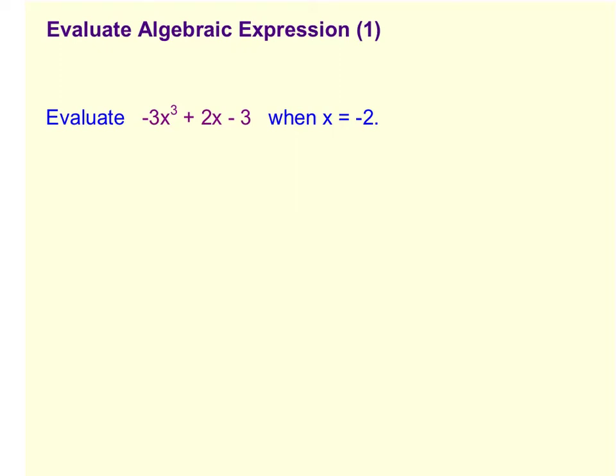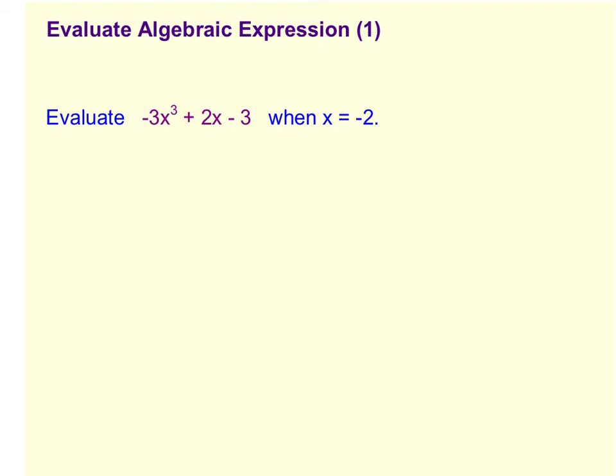Evaluate algebraic expressions. So in a problem like this, you're given some expression to evaluate. Here we have negative 3x cubed plus 2x minus 3, and then they're going to give you some value for that x, so when x equals negative 2. So all that we're going to do is take that negative 2 for x and plug it into every single x that we see in the problem.